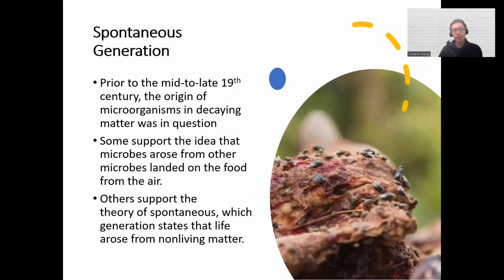Okay, so people came up with this idea because of observations that they made. For example, if you leave a piece of meat outside, eventually it's going to be crawling with maggots and flies. So people are like, oh, look, the meat, which is non-living, has given life to these maggots and flies. Okay, living things from non-living matter.